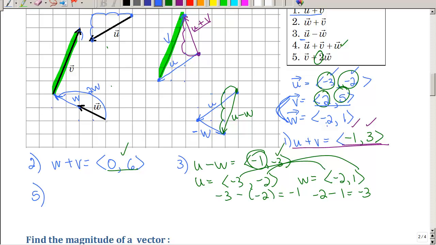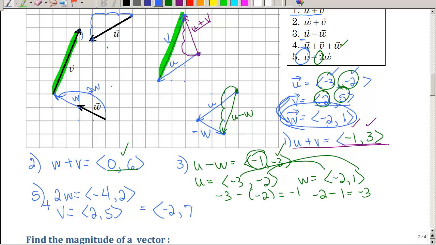So what are you doing? You're just multiplying the components by 2. So 2w would be -4, +2. Again, multiplying the components by 2, and then you're going to add v. So v was 2, 5. And if I want to add those, just add the components. And I would challenge you to do that. Let's see, I have it right here on the graph.